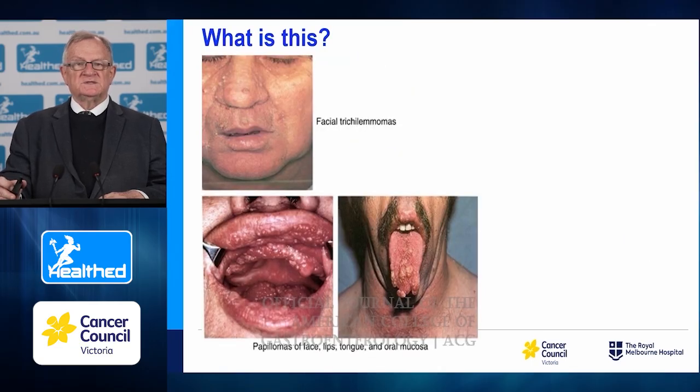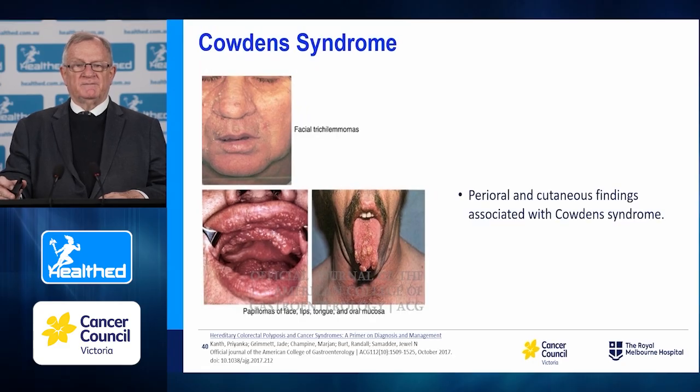A variant of that is Cowden syndrome, and here you can see the trichilemmomas of Cowden syndrome that you can see as little papules on the face and inside the mouth and cheeks.